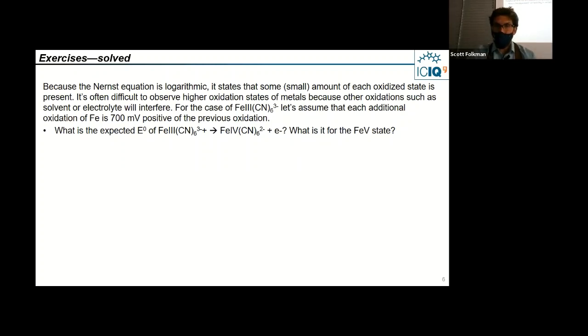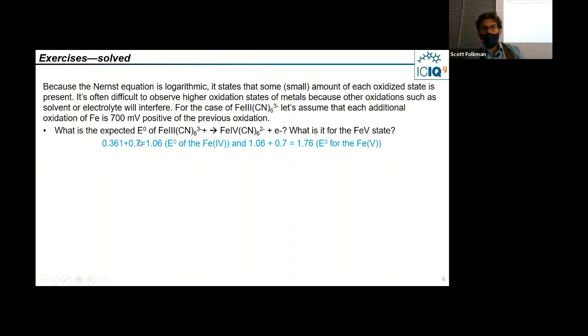So in the next question, I wanted you to think a little bit about some of the mathematics. I suppose that for every oxidation state, we're going to add 700 millivolts. Now, this isn't always a good assumption. As we know, ionization energy depends on exactly which orbitals these electrons are coming from. But I wanted to make this supposition that it was going to be 700 millivolts for each additional electron that we take out of a metal.